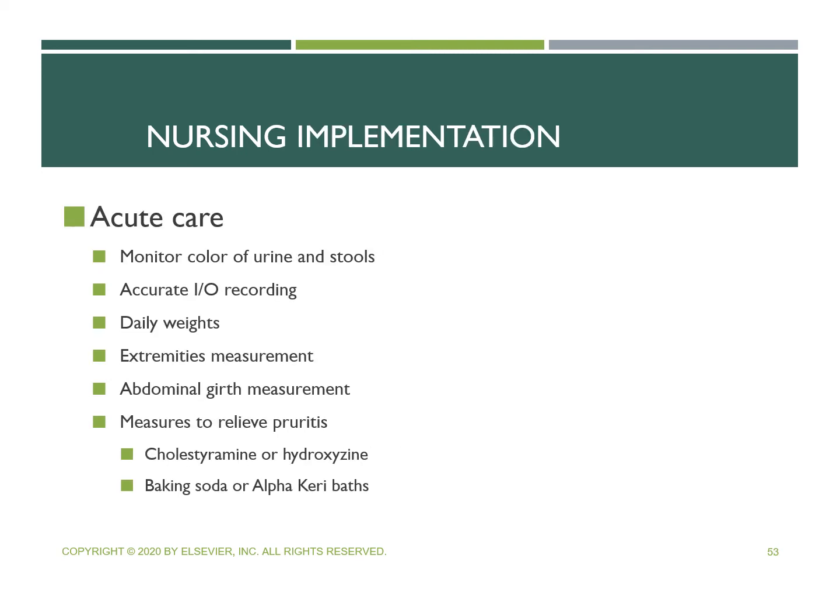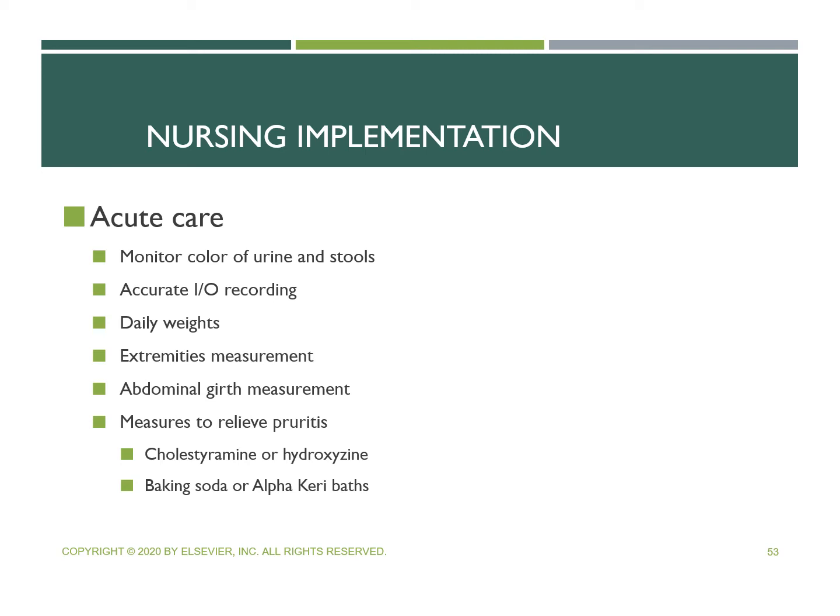So how we're going to care for the patient with cirrhosis is important. Your acute care, you're going to monitor the color of urine and stools. Remember, stools are important here. Have an accurate I&O. Daily weights, make sure they're accurate, make sure they're done consistently. Looking at extremities measurements, how big is the abdominal girth if we're having to measure for ascites. What are you going to do to relieve the itching?